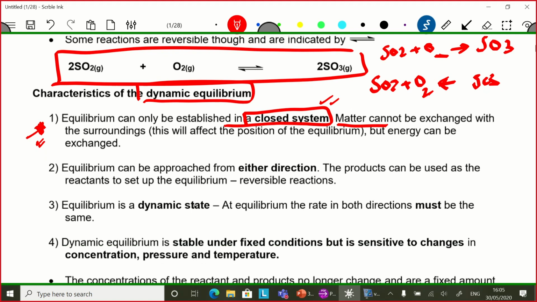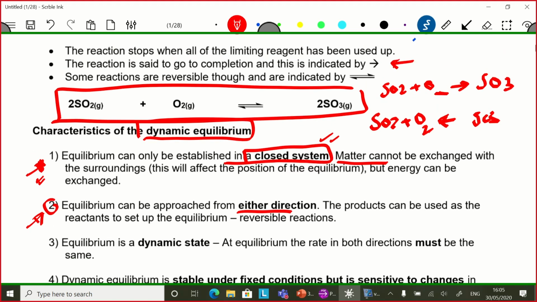The equilibrium can be reached from both directions. So I can reach equilibrium from this direction or from this direction. What I mean by this is that if you added SO2 to oxygen, they will react together to form SO3, and then the reaction is going to stop after a specific time. But if you start the reaction with just SO3, the SO3 as well is going to break down to oxygen and SO2, and then the reaction is going to stop once you've reached a certain ratio between the reactant and the product.